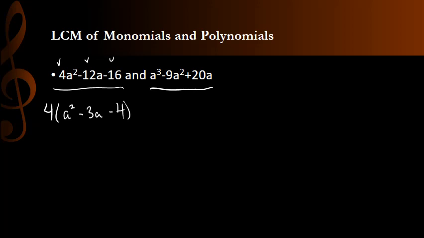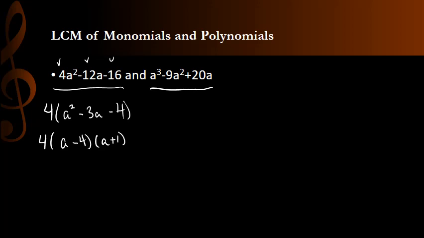Okay. And then I could factor this as a minus 4. I'm looking for two numbers that are going to multiply to negative 4 and then add to negative 3. And let's see, a plus 1. All right, so a plus 1: 1a minus 4a is going to give me negative 3a. Negative 4 times positive 1 gives me negative 4. All right, so that's factored that side.